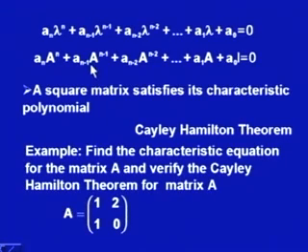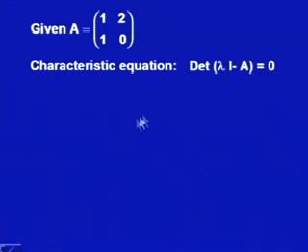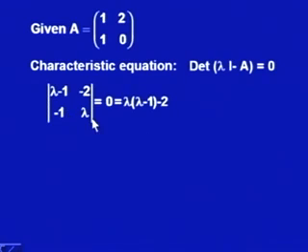Let us illustrate this result with the help of this example. Find the characteristic equation for the given matrix A and verify the Cayley-Hamilton theorem for this matrix. Let us say A happens to be [[1, 2], [1, 0]], a simple 2 by 2 matrix. For this we can find the characteristic equation, determinant of lambda I minus A equal to 0. Simplifying this determinant, it is lambda times (lambda minus 1) minus 2 equal to 0, and lambda square minus lambda minus 2 equal to 0 is the characteristic equation for this given matrix.